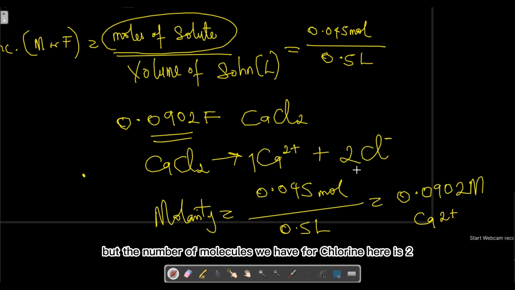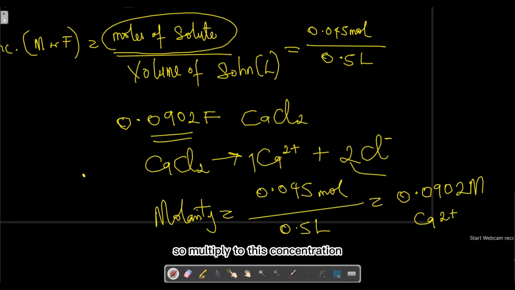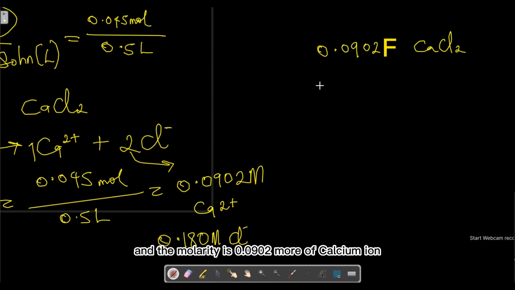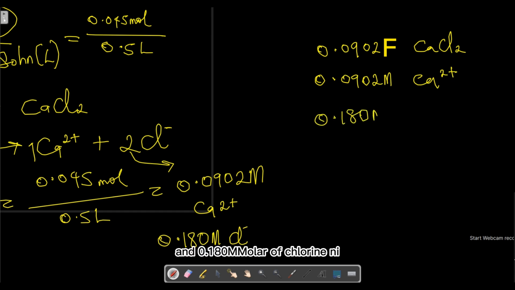All right, but the number of molecules we have for chlorine here is 2, so we'll multiply 2 with this concentration. If you do that, you will be having 0.180 mole of chlorine anion. All right, so in summary, our formality in regards to that question is 0.0902 of calcium chloride, and the molarity is 0.0902 mole of calcium ion and 0.180 mole of chlorine anion.